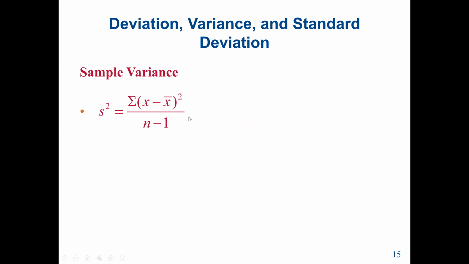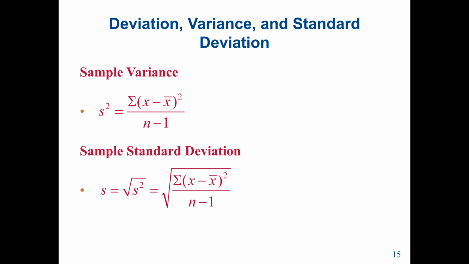So sample variance again: find the deviation and square it. Same as the population variance, but this time, instead of dividing by the size of the population, we divide by the size of the sample minus 1. Then we find the square root of the variance. That will give us the sample standard deviation. Now we can see the difference: the sample variance uses n minus 1, and the population variance uses n.